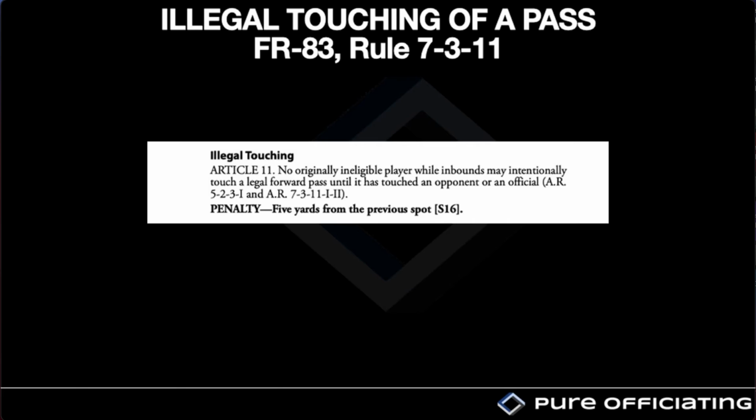This is not illegal touching when a receiver loses eligibility. An originally eligible player goes out of bounds and loses his eligibility. This is illegal touching when an originally ineligible player touches the ball. So this is a 5-yard penalty from the previous spot, not just a simple loss of down.